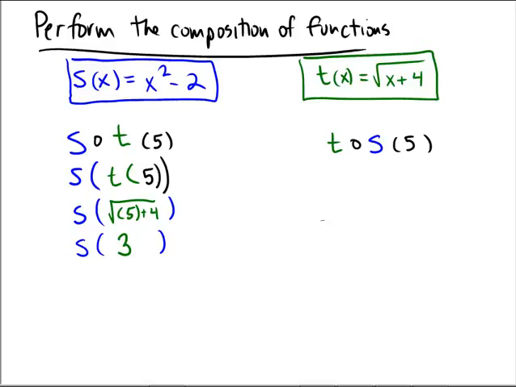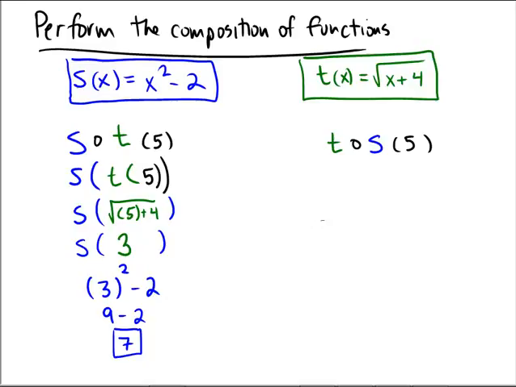So 3 is not the original input, it's the output of the t function, but it becomes the input into the s function. So s of the number 3 would be, looking at the s rule now, 3 squared minus 2, and according to order of operations, 3 squared is 9 minus 2, and so the final answer is 7.